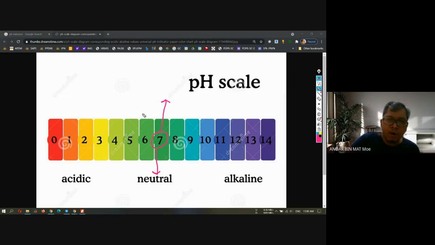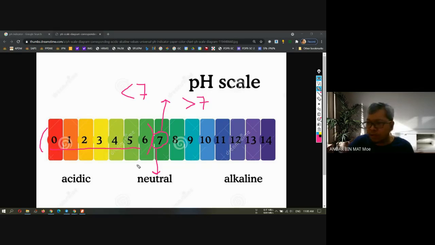And then if it's less than 7, it is acidic. And then more than 7 is alkali. Okay, less than 7 is acidic. And then which one is stronger? For example, if I take the scale of acid between 0 and 6, which one is a much stronger acid? Number 0 or number 6?